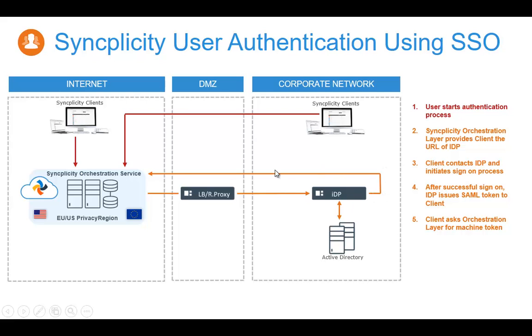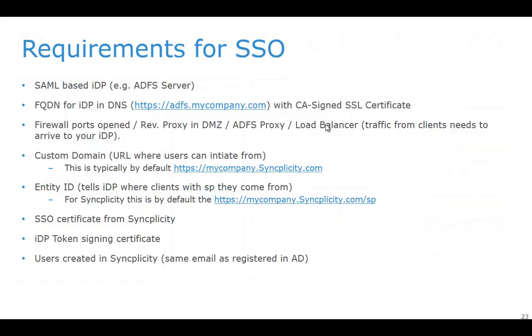And when that is successfully done, the ADFS sends us back an ADFS SAML token. That SAML token will contain the ticket saying that the end user was successfully authenticated. And that also tells the orchestration to give a machine token or device token to the client. From that moment, the desktop client, for example, no longer needs to authenticate anymore. As long as the device token is there, the user can use Syncplicity. That brings us to the next point.